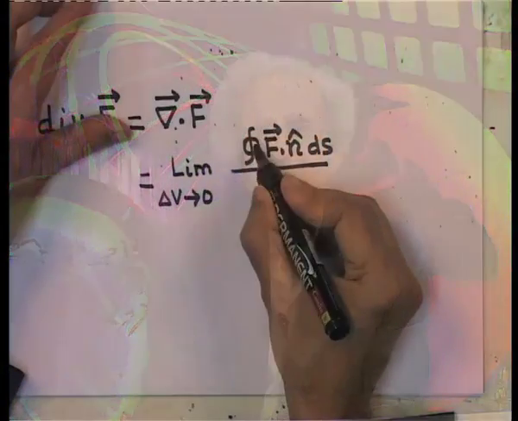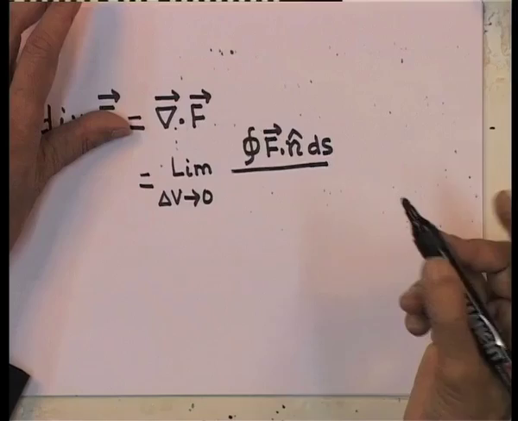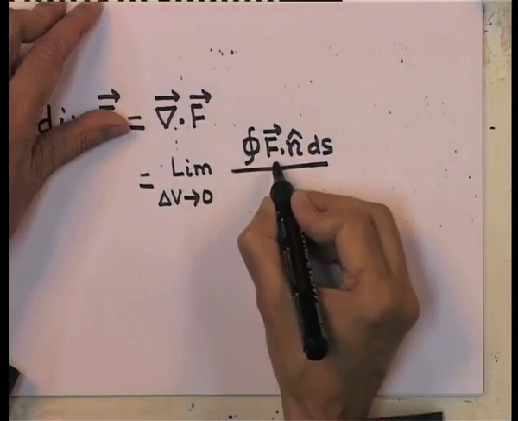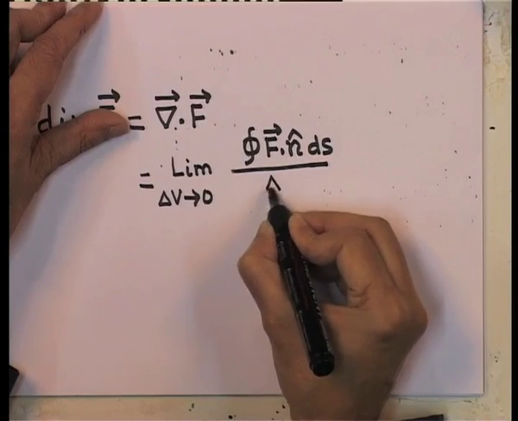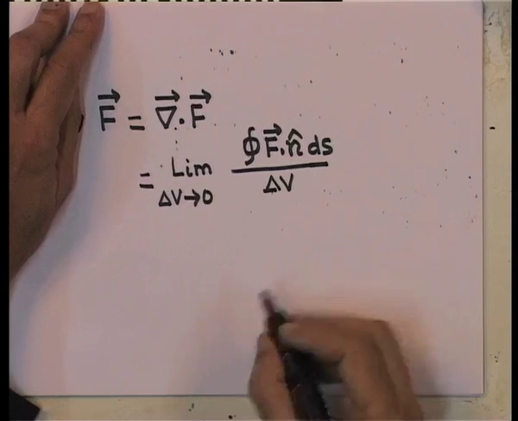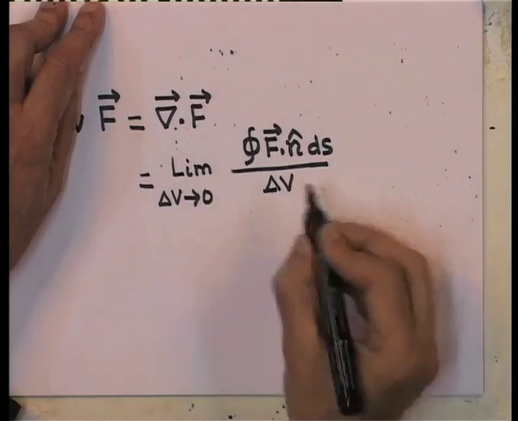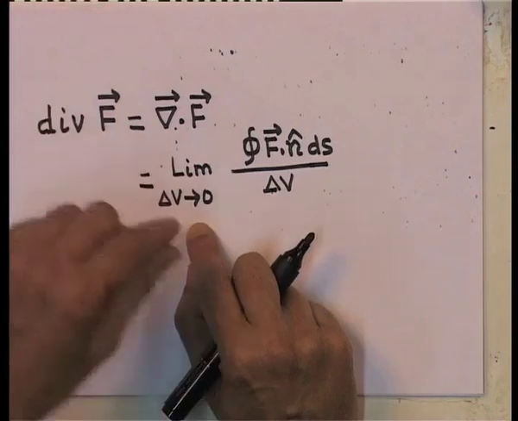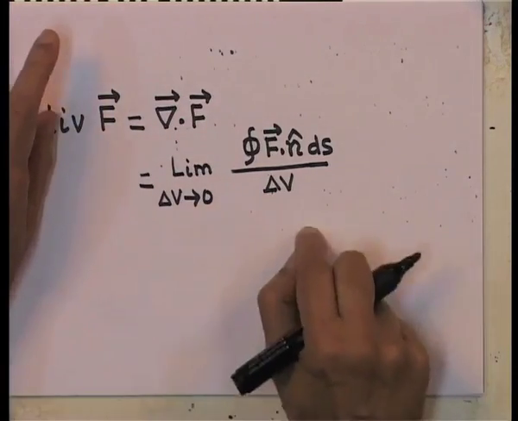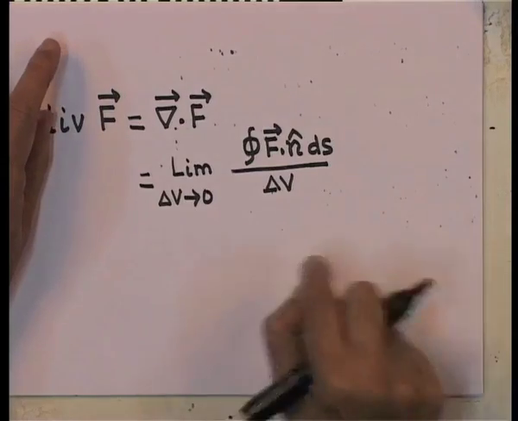That is why this circle essentially means it is closed. So, over a closed surface, I am taking the integral and dividing it by the volume enclosed by that surface. As the volume becomes smaller and smaller, I reduce that volume essentially to that point. And that is why I say it is a point relationship.